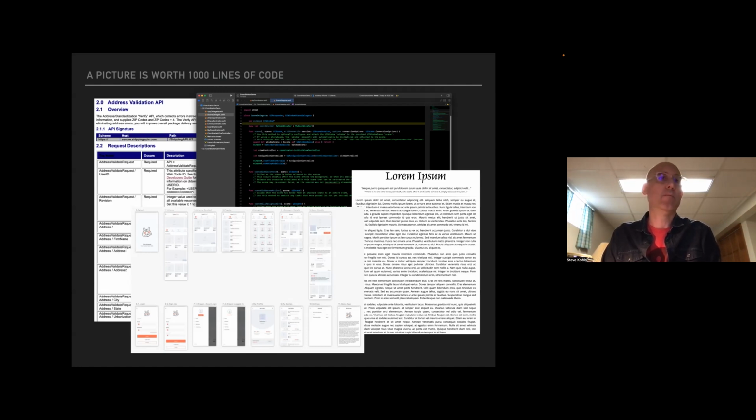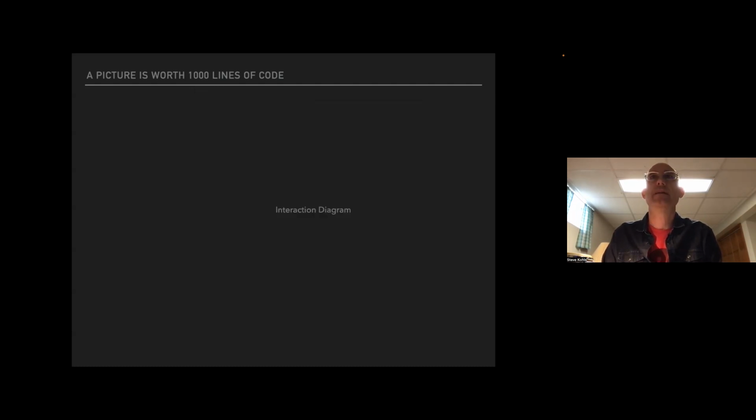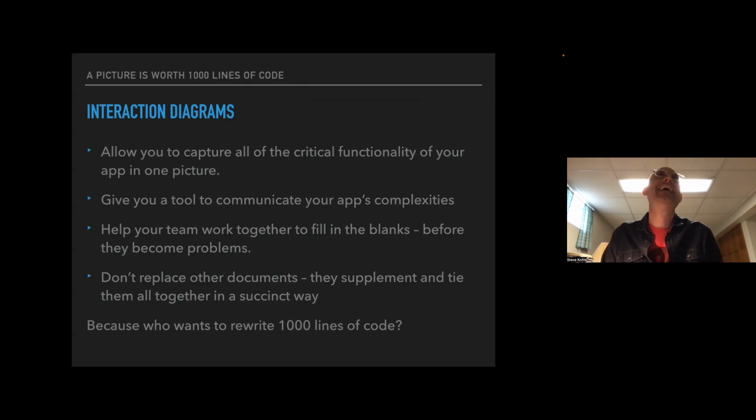And what can we do about that? I'm going to skip one slide because I didn't paste something in, and talk about a tool we can use to really bring all of those things together and communicate and get everyone on the same page. What I'm calling interaction diagrams is just a diagram that lets you capture all of your critical functionality of your app in one picture.